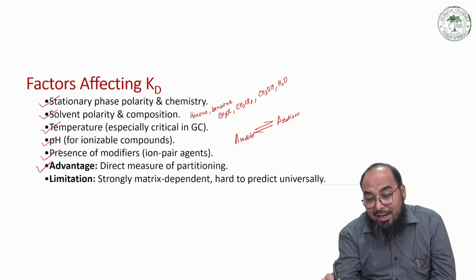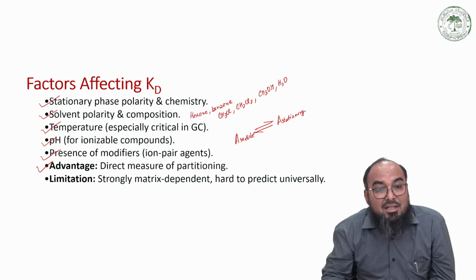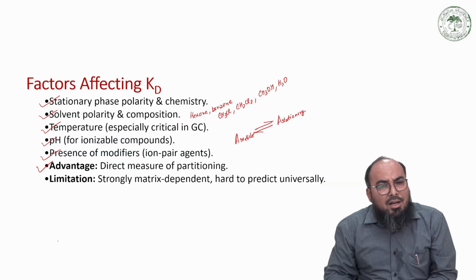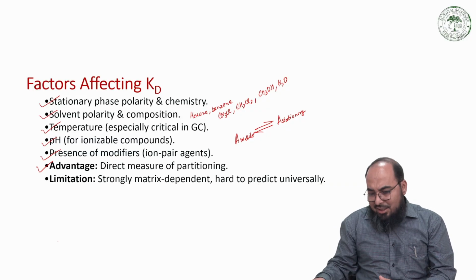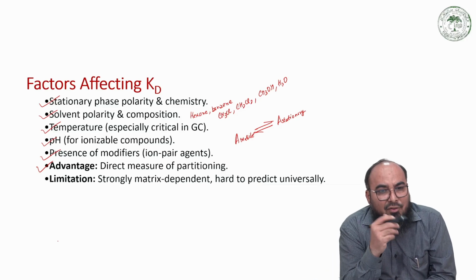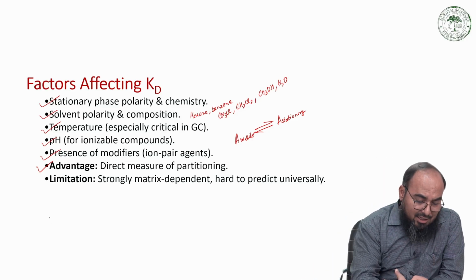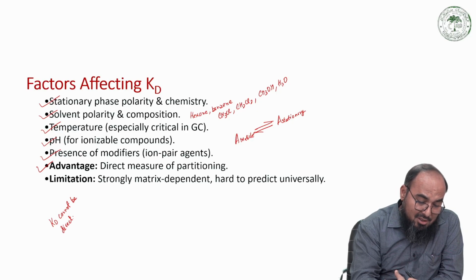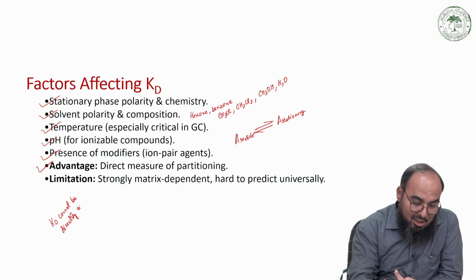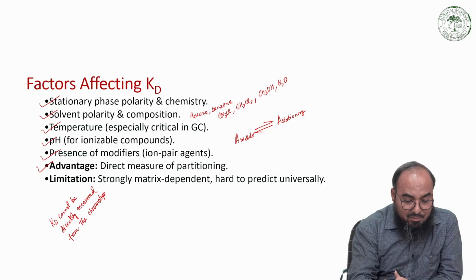It gives you a direct measure, but at the same time it has a very strong limitation. So what are the limitations? There are certain limitations of KD also. Besides all these advantages, there are certain limitations also. The first limitation is, of course, that KD cannot be directly measured from the chromatogram. That was the first limitation.